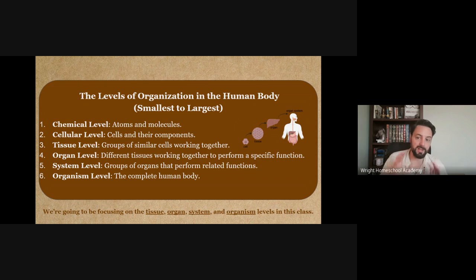Now, for the purposes of this human anatomy course, we're going to be focusing on what's sometimes called gross anatomy. Not gross because it's yucky, although maybe some of it you might find yucky. Gross as in large.